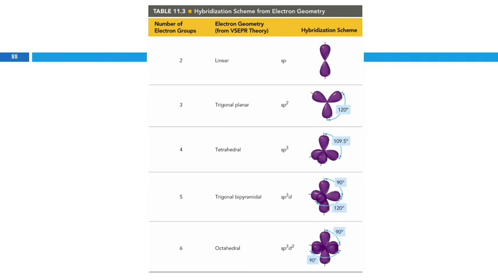So this is showing we have these different numbers of electron groups. The electron geometry, right? We looked at that from VSEPR theory. The hybridization scheme: 2 electron groups, I need 2 orbitals. 3, I need 3. 6, I need 6. And they're going to have the same shape.